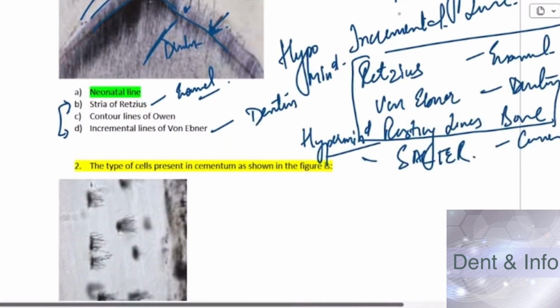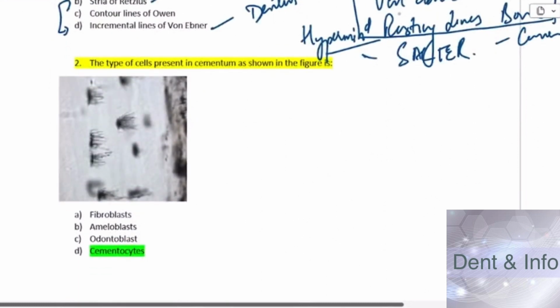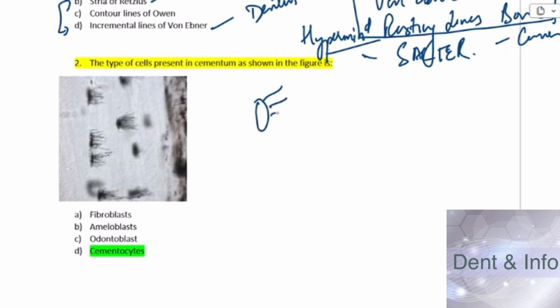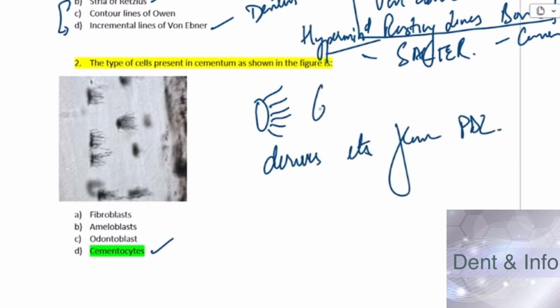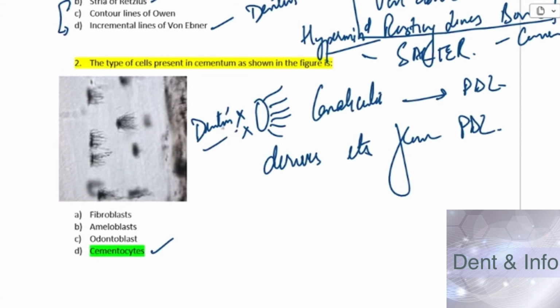Moving on to the second question, the type of cells present in cementum as shown in the figure. Now you could easily make out there is a cell body and these are the canaliculi. These canaliculi are not encircling the entire cell body. That is specific for cementocytes, because cementum derives its nutrition from the PDL. So all these canaliculi are directed only towards the PDL. You won't see canaliculi on the other end, where dentin is present. Dentin itself is avascular, so it is not dependent on dentin. Rather, it is dependent on the periodontal ligament.